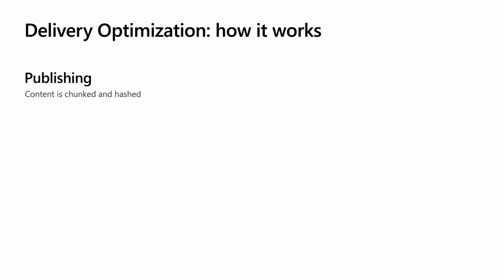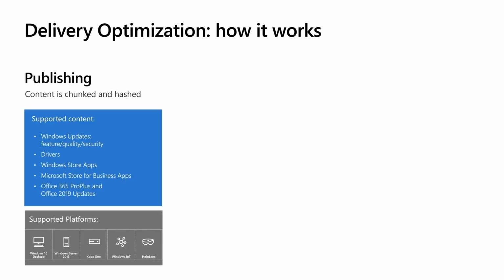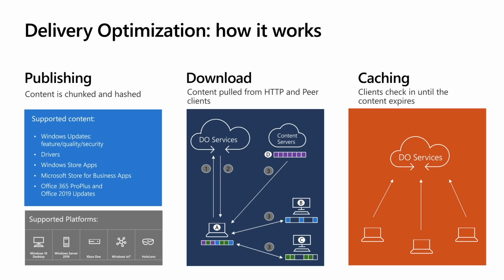And then finally, what I want to leave you with as far as delivery optimization is to talk about how it works. I'm not going to spend a lot of time draining the slide, other than it's broken down into three pillars. First is publishing the content, getting it out to the location that it needs to be, then downloading it from the peers, and then caching it until the content expires. So delivery optimization is a fantastic tool to optimize deployment across the wire.